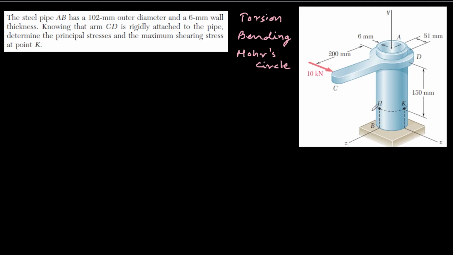Now this problem tells that there is a steel pipe. This is AB, that pipe. It's a hollow pipe, not a solid pipe, having an outer diameter of 102 millimeters. Wall thickness is 6 mm. Here it is shown. Then there is an arm CD which is attached to the pipe rigidly. That means there is no slip between the arm and the pipe, almost like a welded joint.